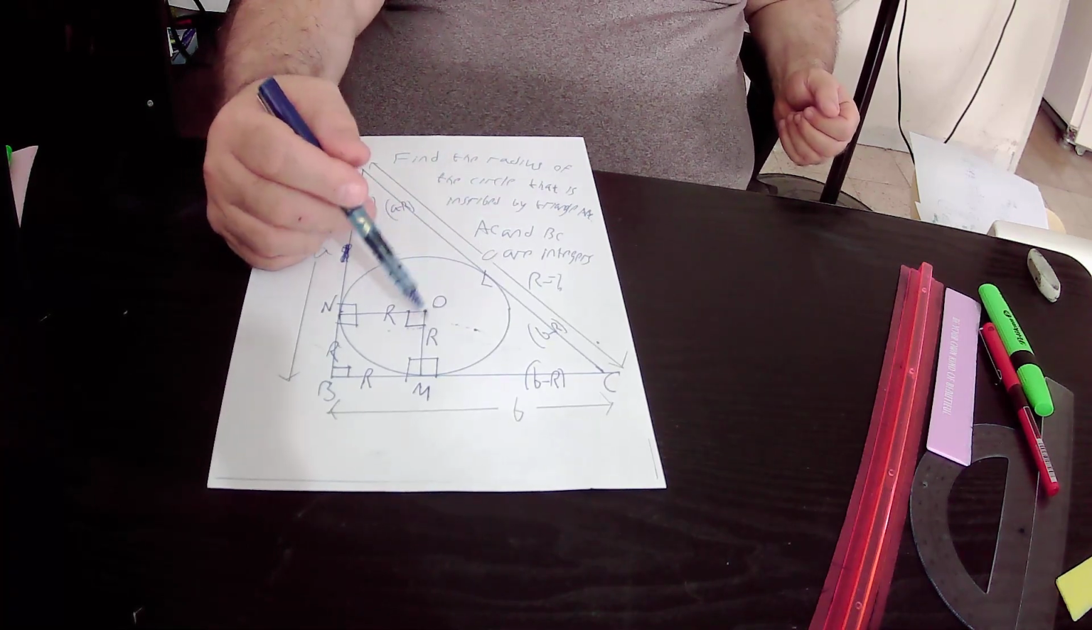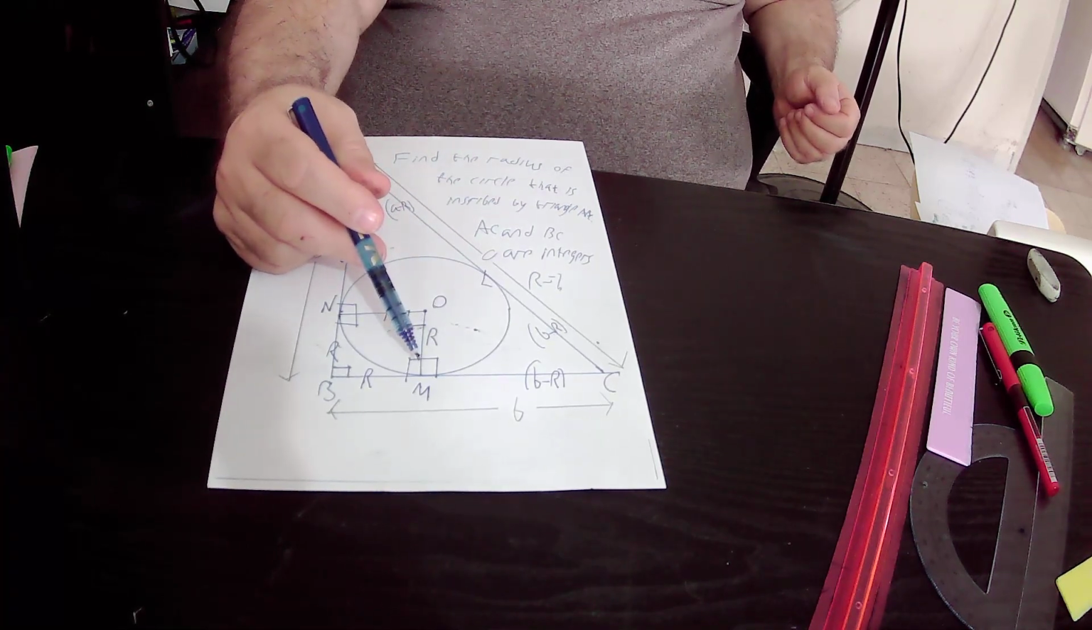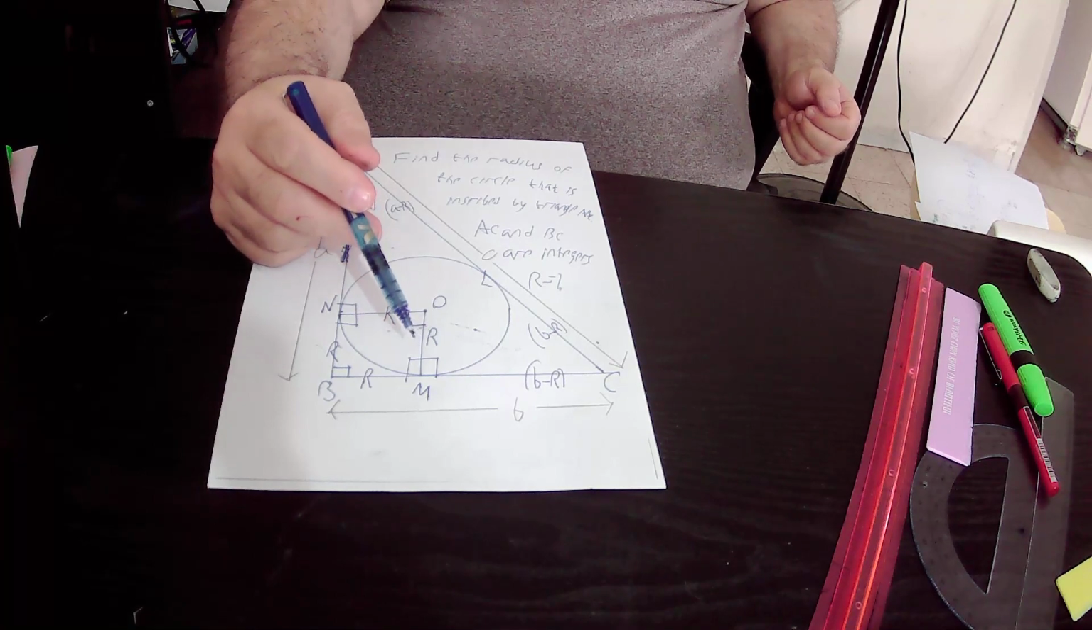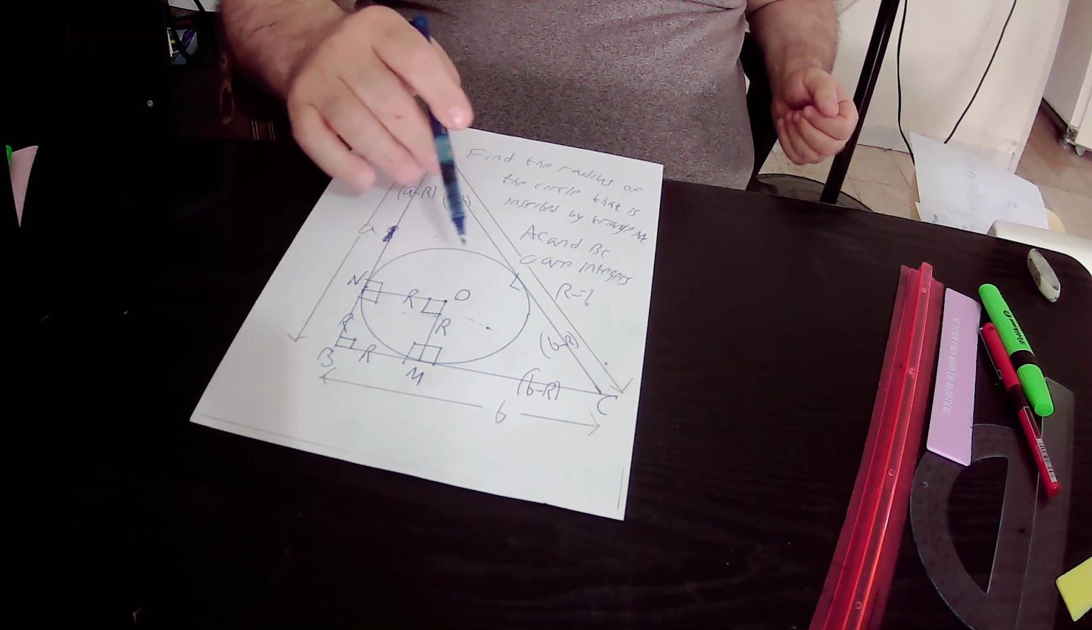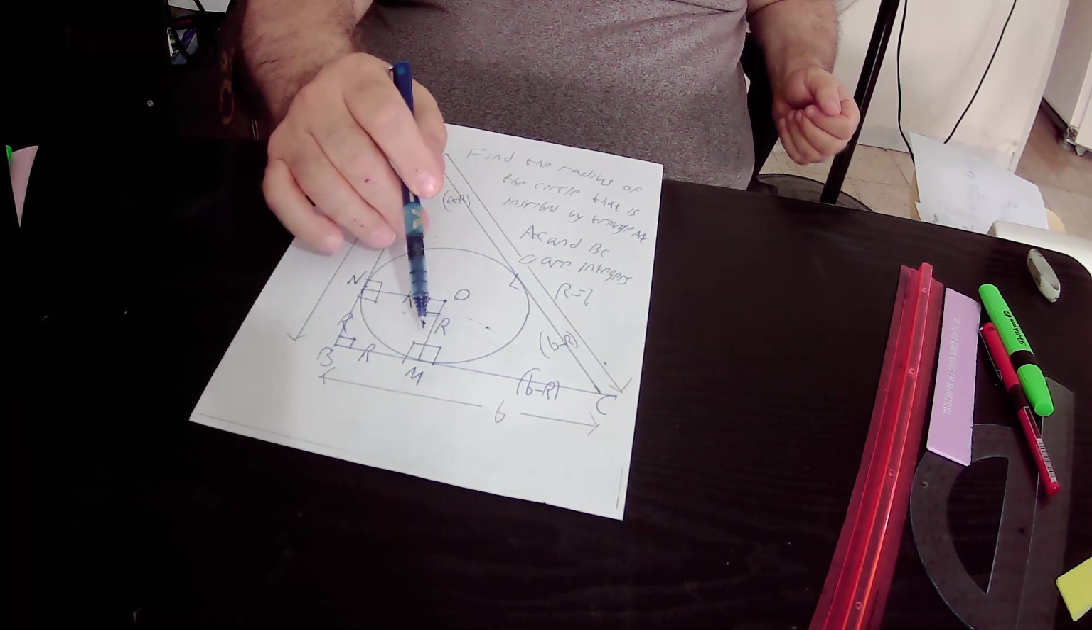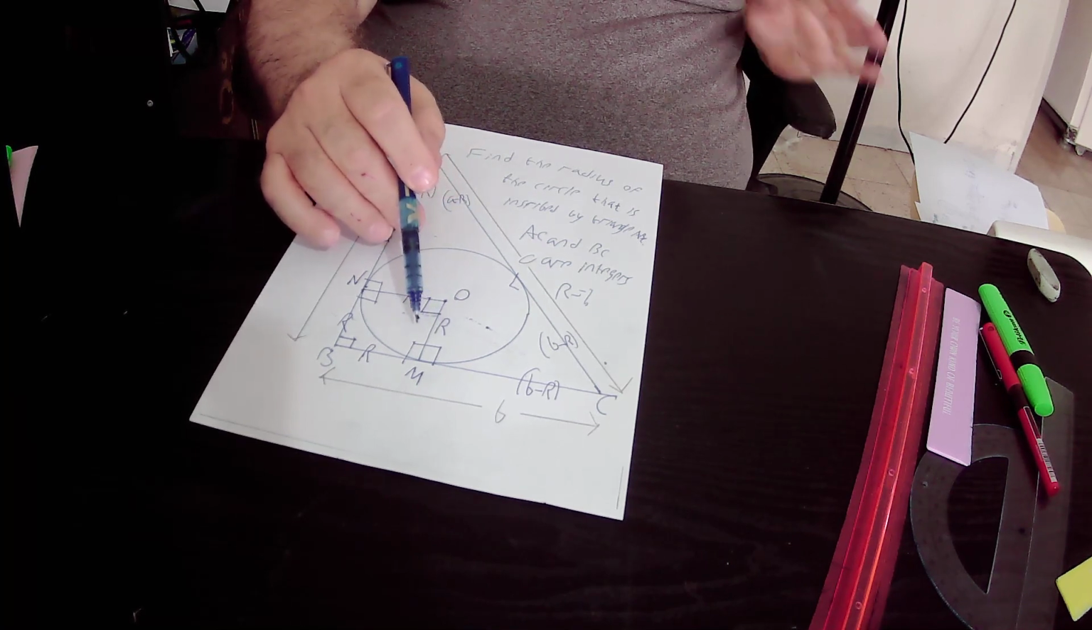Likewise, we have the radius OM drawn to the point of tangency. Therefore, tangent BC will be perpendicular to the radius MO, that is to say this angle equals 90 degrees, and this angle also equals 90 degrees, according to rule number 1.